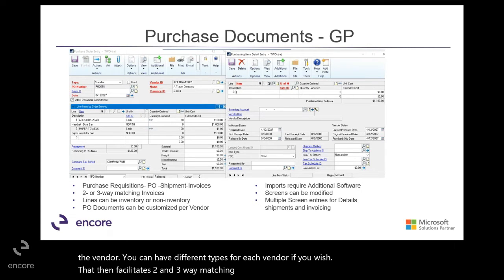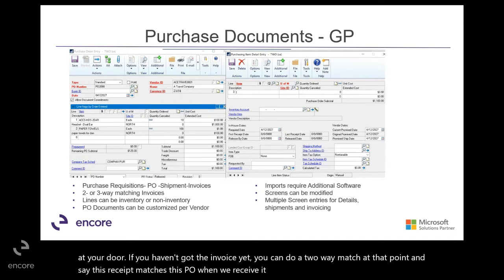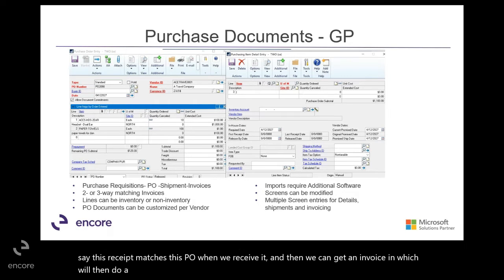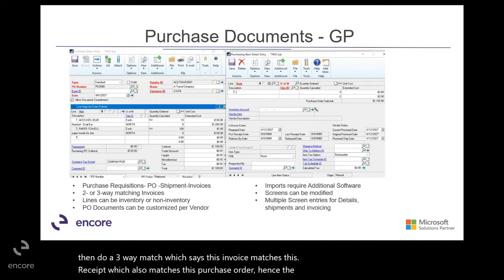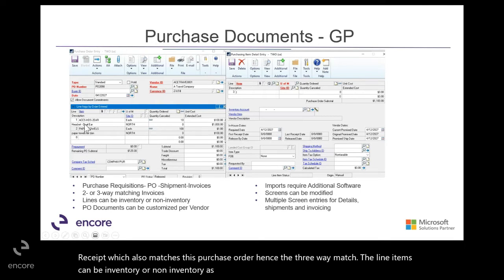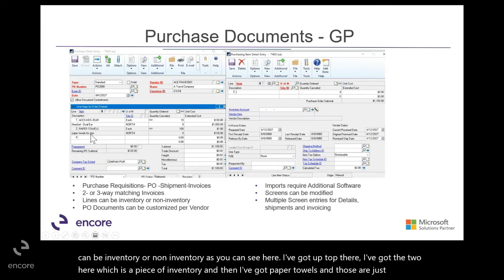In other words, when the product arrives at your door, if you haven't got the invoice yet, you can do a 2-way match at that point and say, this receipt matches this PO. And then we can get an invoice in, which will then do a 3-way match, which says this invoice matches this receipt, which also matches this purchase order, hence the 3-way match. The line items can be inventory or non-inventory. As you can see up top, I've got the 2 ear, which is a piece of inventory, and then I've got paper towels, and those are just hand entered.